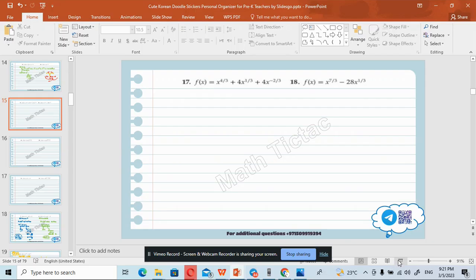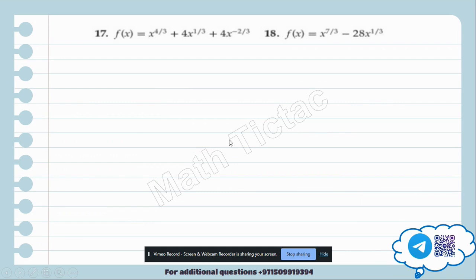Now moving to the next type of questions, when we have power as a fraction, which is question 17 and 18. So let's try to solve question 17. In question 17, starting with finding the domain. Now be careful in here, we can write the function another way since we have a negative power.